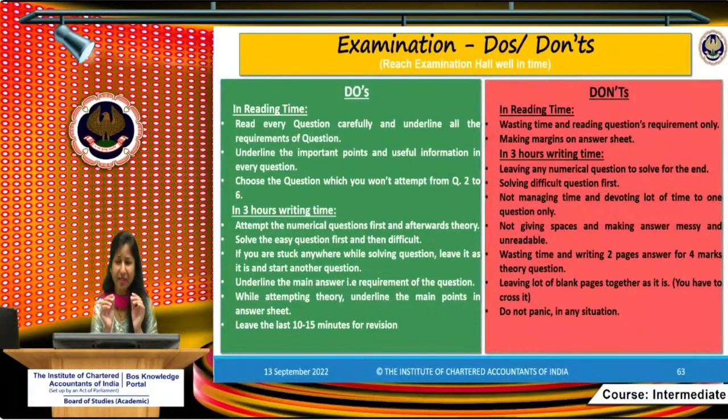Try to solve the numerical question first, because most of the students ask, can we start writing the theory questions first? It is suggested not to start with the theory question but with the practical question, because it gives a good impression if you start with a good question, where you are 100% sure that you know it and might get full marks, so you attempt this question first. Please attempt only that question first which you are 100% sure of.